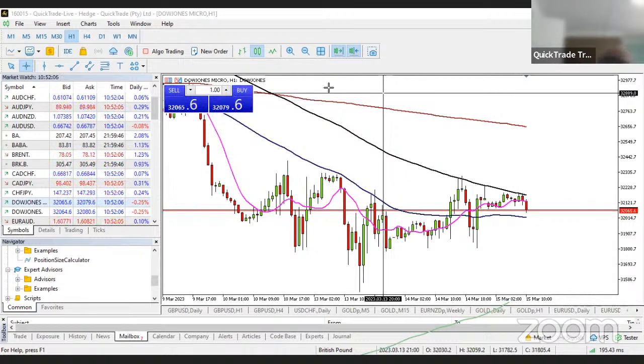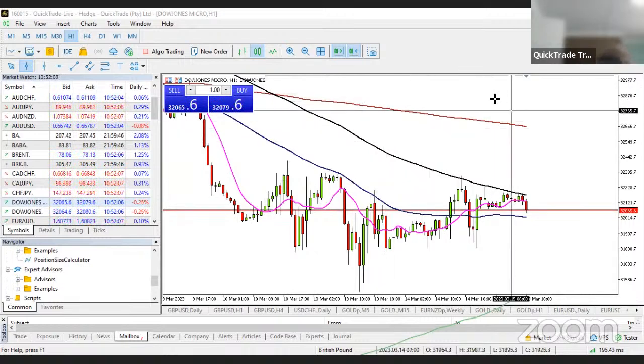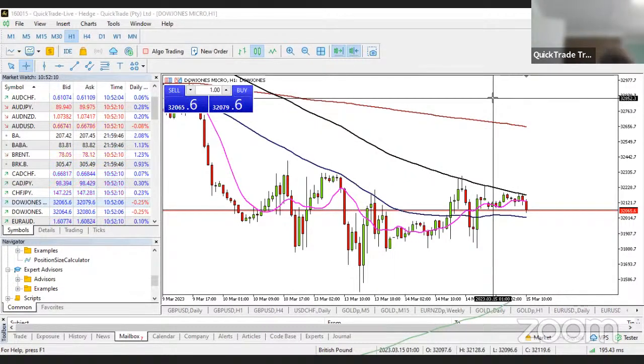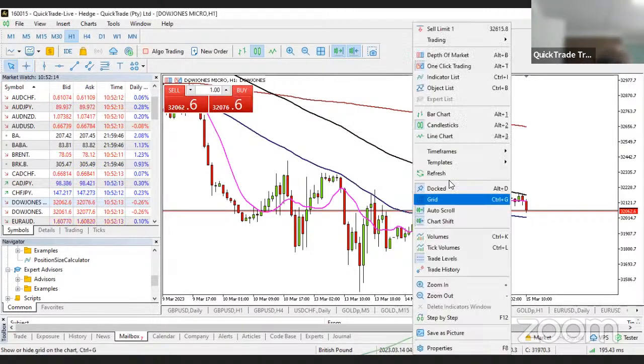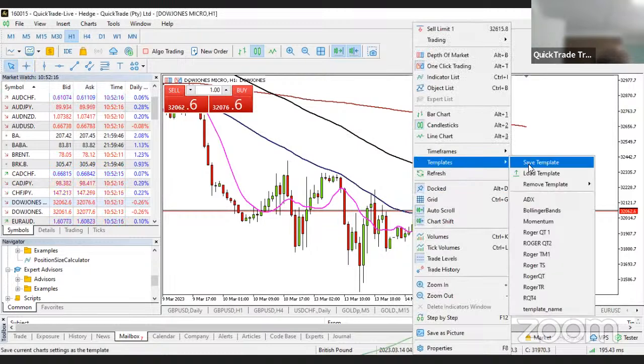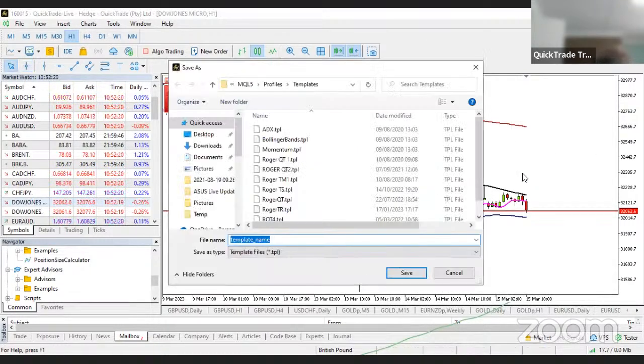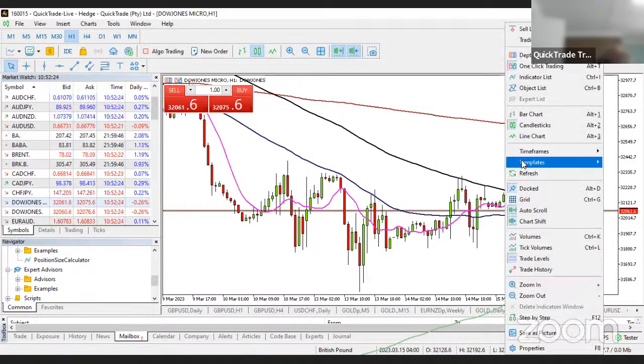All cool. Okay, I think that's about it. Anything else anyone wants to add or ask? As I say, you all know how to get specifications. You all know how to save your charts. If you don't do it right now, right click, go to templates, save your templates, so that if you lose your charts, you can just go to templates and get them back.